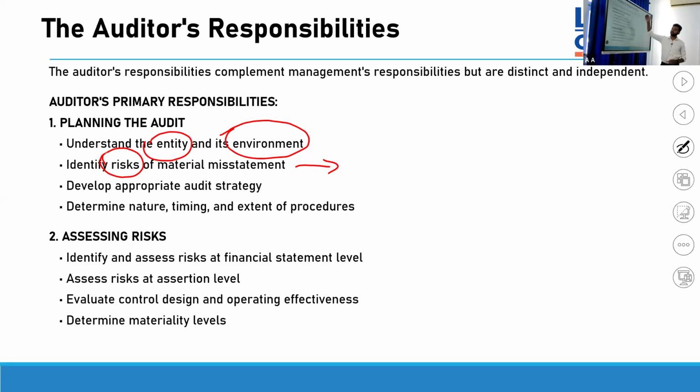Also, based on the understanding and the risk assessment, we need to develop our audit strategy. How are we going to conduct this audit, right? What are the procedures that we are going to use in order to complete this audit? Such kind of things we need to plan. That is our responsibility as an auditor.